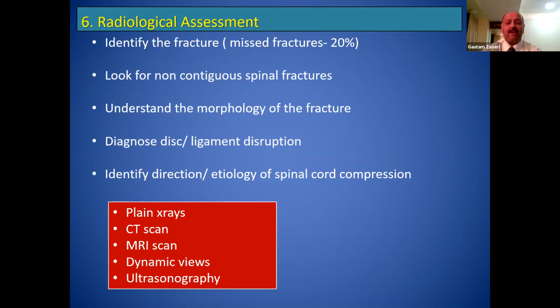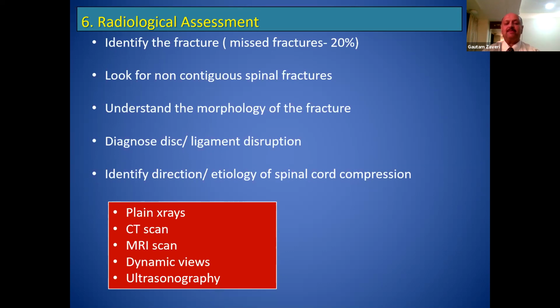The next step, having done the clinical examination, is to do a radiological assessment. About 20% of all thoracolumbar fractures are missed on initial assessment, and therefore it is vital to be careful and try your maximum not to miss this. Whenever there is one fracture of the spine, always look for another injury in the spine. The incidence can be as high as 15% to sometimes even 50%.